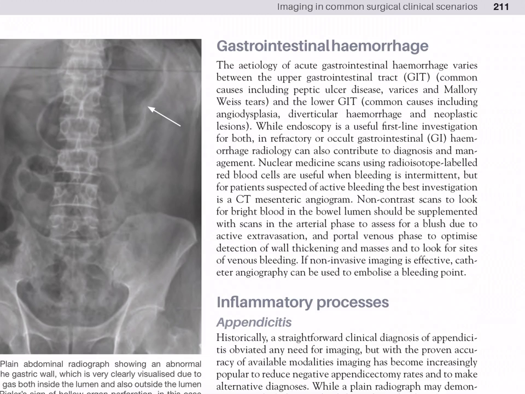Non-contrast scans to look for bright blood in the bowel lumen should be supplemented with scans in the arterial phase to assess for a blush due to active extravasation, and portal venous phase to optimize detection of wall thickening and masses, and to look for sites of venous bleeding. If non-invasive imaging is effective, catheter angiography can be used to embolize a bleeding point.